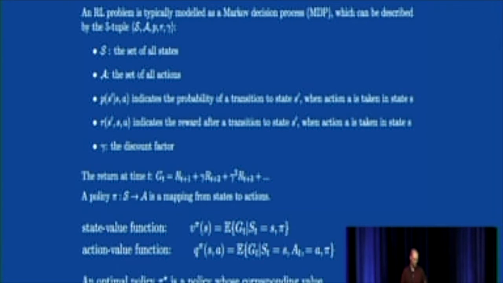Finally, an optimal policy pi star is a policy whose corresponding value function is the optimal value function. So it basically means that from every possible state, it gives you the maximum expected return. That's the one that we want to find.